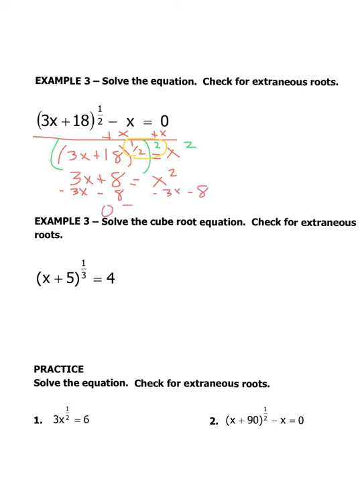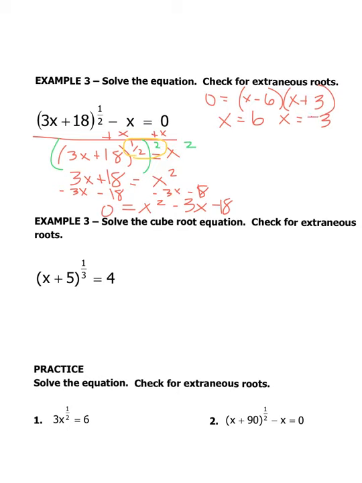So now I have 0 equals x squared minus 3x minus 8. And what two numbers are multiplied? Oh, sorry, that is an 18. Silly me. Okay, so what two numbers multiply to a negative 18 and add to a negative 3? Well, that would be negative 6 and a positive 3. So now I'll set both of those equal to 0. So I get x equals 6 and x equals negative 3.